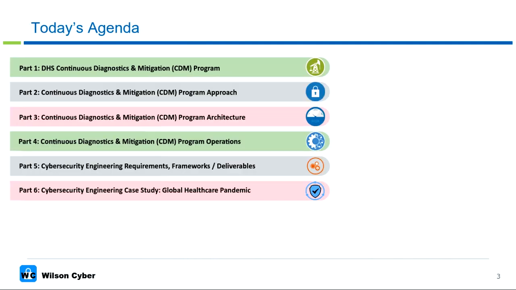So today's agenda, we're focusing on the engineering design requirements. And for that, we'll be using the Department of Homeland Security Continuous Diagnostics and Mitigation Program. Part 1, we'll do an overview of the program. Part 2, the CDM program approach. Part 3, the CDM program architecture. Part 4, the CDM program operations. Part 5, we'll conclude with the cyber engineering requirements, frameworks, and deliverables based on the CDM program. And then part 6, we'll apply this case study for engineering on the global healthcare pandemic.